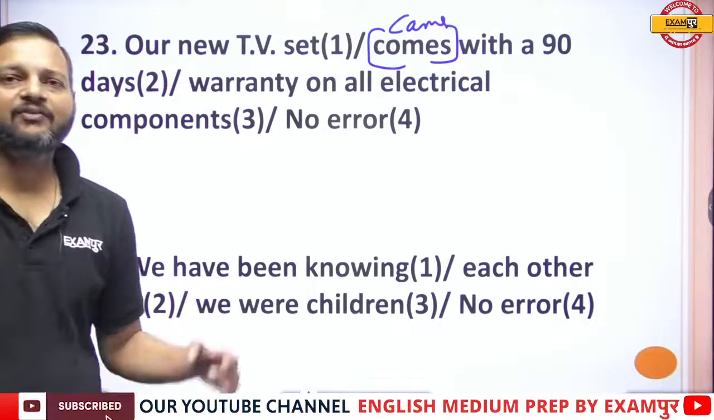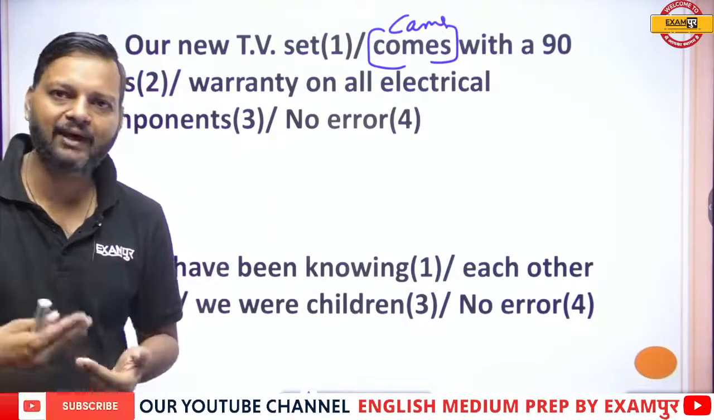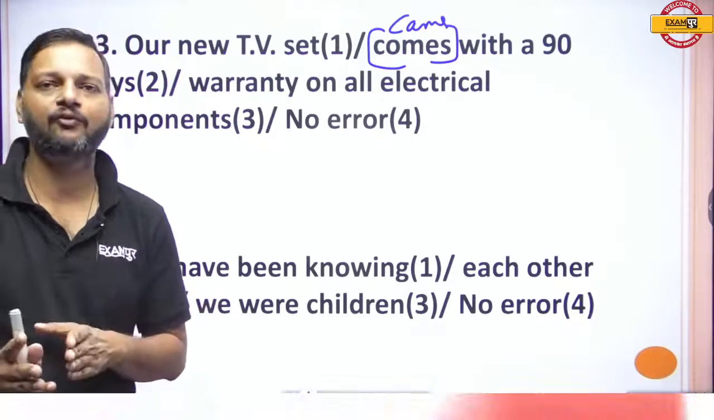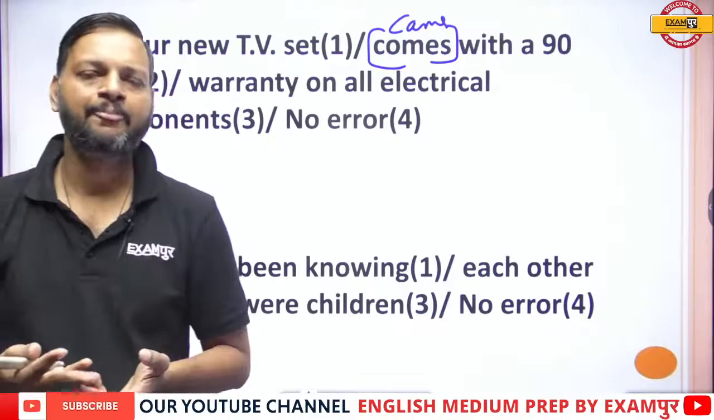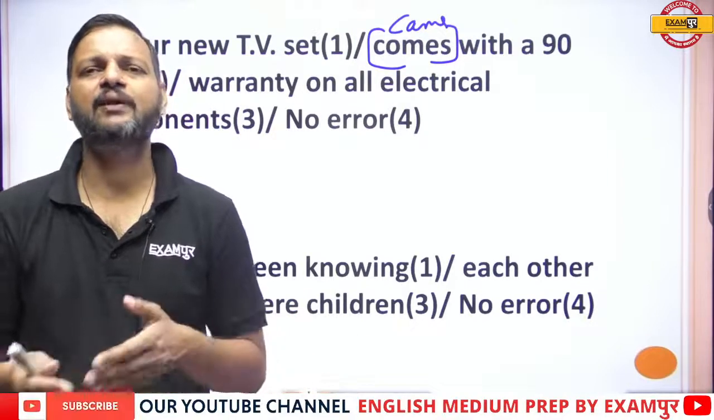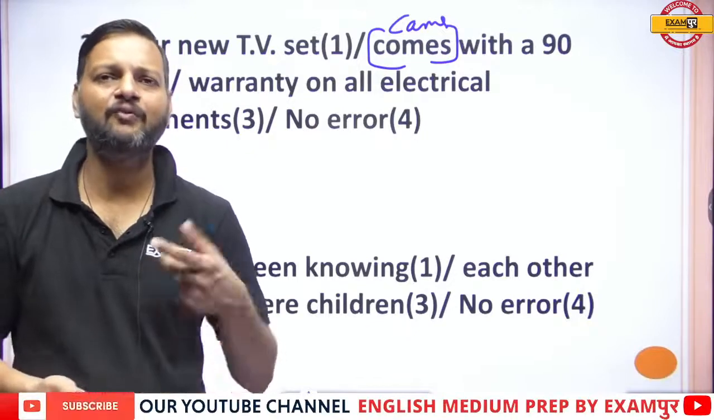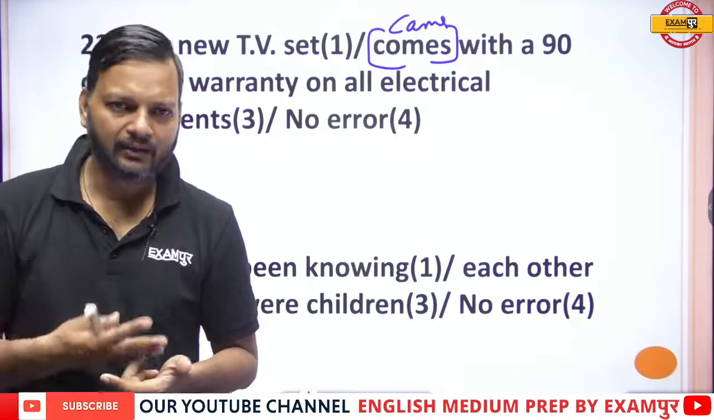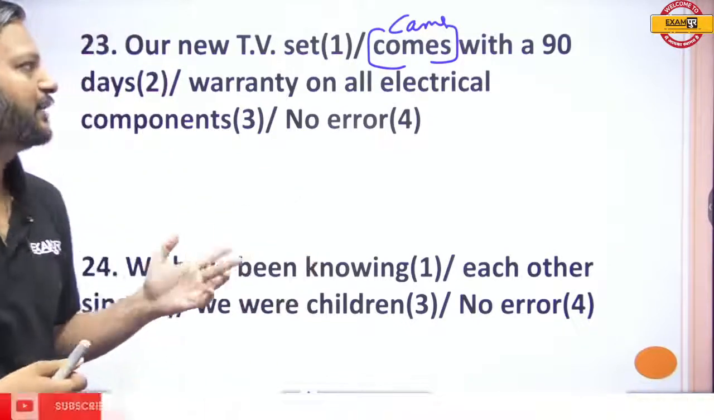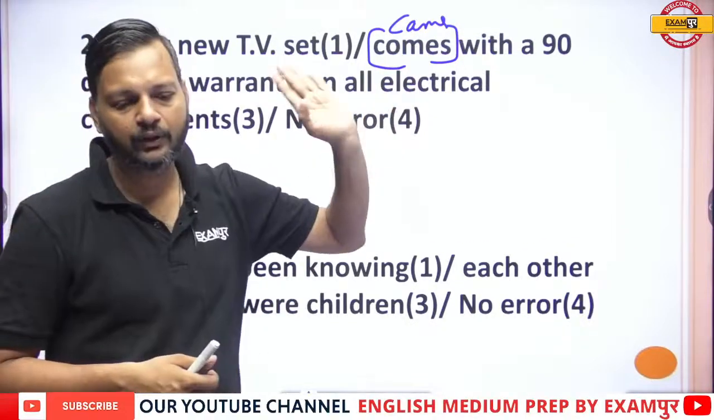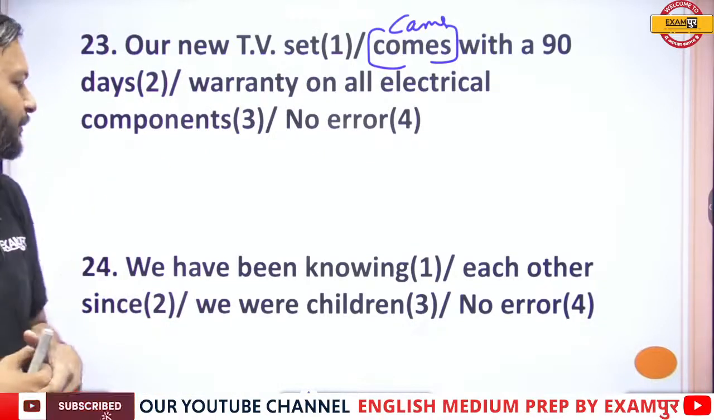So present indefinite means a routine action, and this cannot be a routine that every time I buy a TV, it comes with a 90 days warranty. Sometimes when I buy a new TV, it may come with a 60 days warranty, sometimes with a 120 days warranty, and every day I'm not going to buy a TV, because once we buy something, it goes on for years and years. So this cannot be a routine action. That's why we have to change comes into came, past indefinite. The same thing that I explained in the previous sentence.